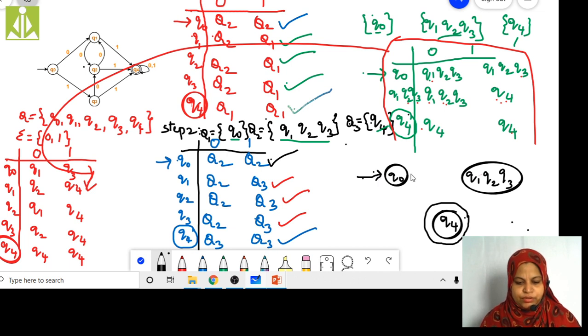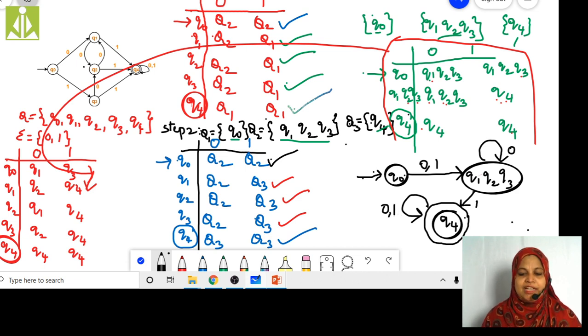Q0 on 0. Q1, Q2, Q3. Q0 on 1, Q1, Q2, Q3. Q1 on 0, self loop. Q1, Q2, Q3 on 1, Q4. Q4 on 0, Q4, self loop. Q4 on 1, Q4, self loop. This is the minimized DFA for this given DFA.